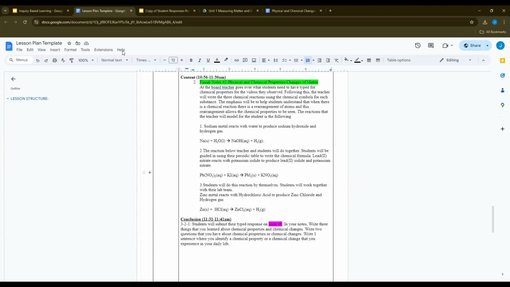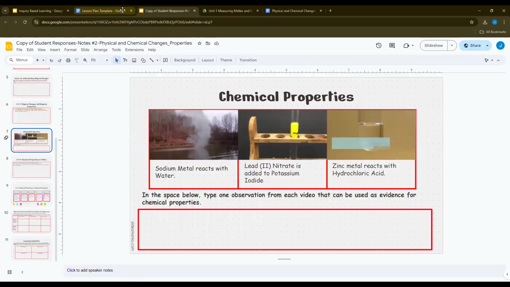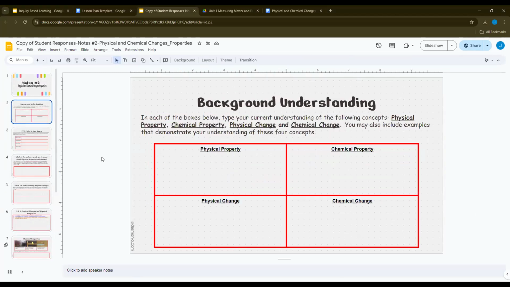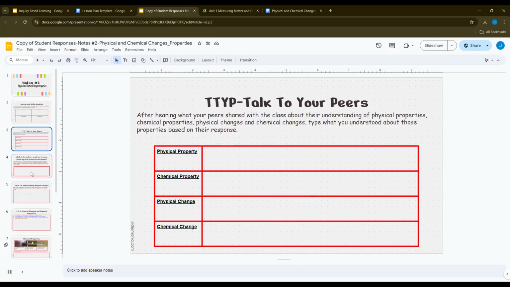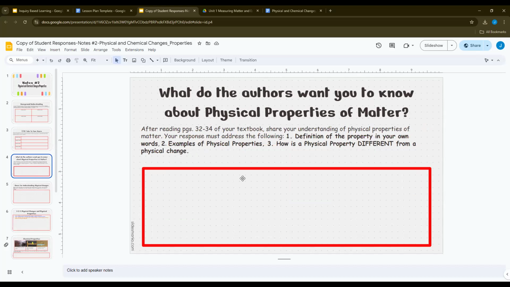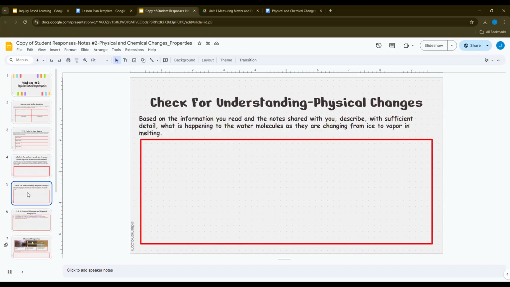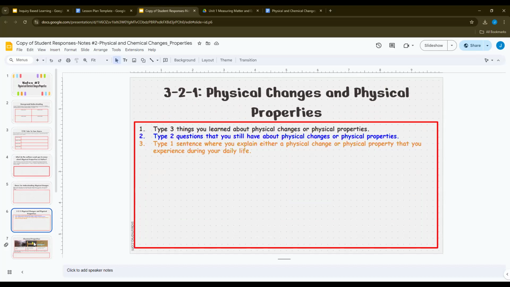Let me show you what those slides look like, so that you can get an idea as to what to expect from those slides. I began with a little bit of background information. The students type up what they understood. They heard what their classmates said, what the authors want them to know about physical properties of matter, checking for understanding, 3-2-1, all of which are reflective activities, giving the opportunity to share with me what they understand.